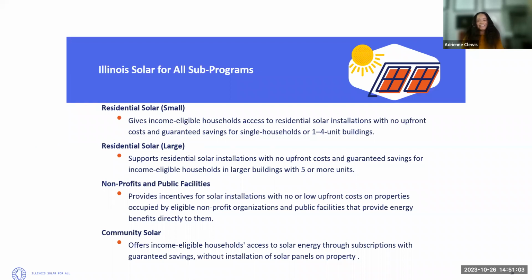So ILSA provides incentives throughout our 4 sub-programs, and I'll briefly go over them. Our residential solar small includes our 1 to 4 unit buildings, our residential solar large includes our larger buildings with 5 or more units, and our nonprofit and public facilities can also serve as anchor tenants in our community solar programs, which are offered to households without the need to install panels on site. Across all our solar programs, we have no upfront costs for households, and we also include those guaranteed savings. Next slide.